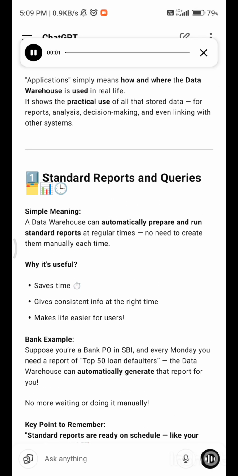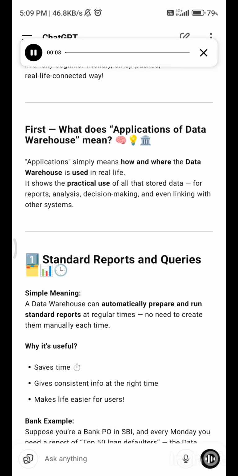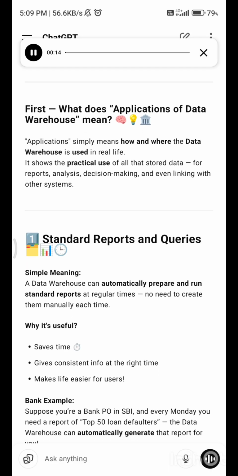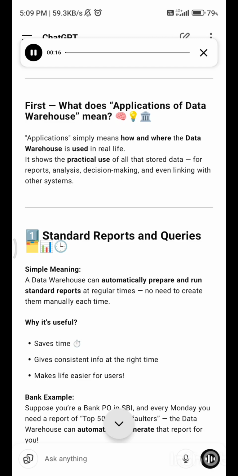Let's now understand 1.3.8 applications of data warehouse from Business Analytics, MBA Sem 2, in a fully beginner-friendly, emoji-packed, real-life connected way. First, what does applications of data warehouse mean? Applications simply means how and where the data warehouse is used in real life. It shows the practical use of all that stored data for reports, analysis, decision making, and even linking with other systems.